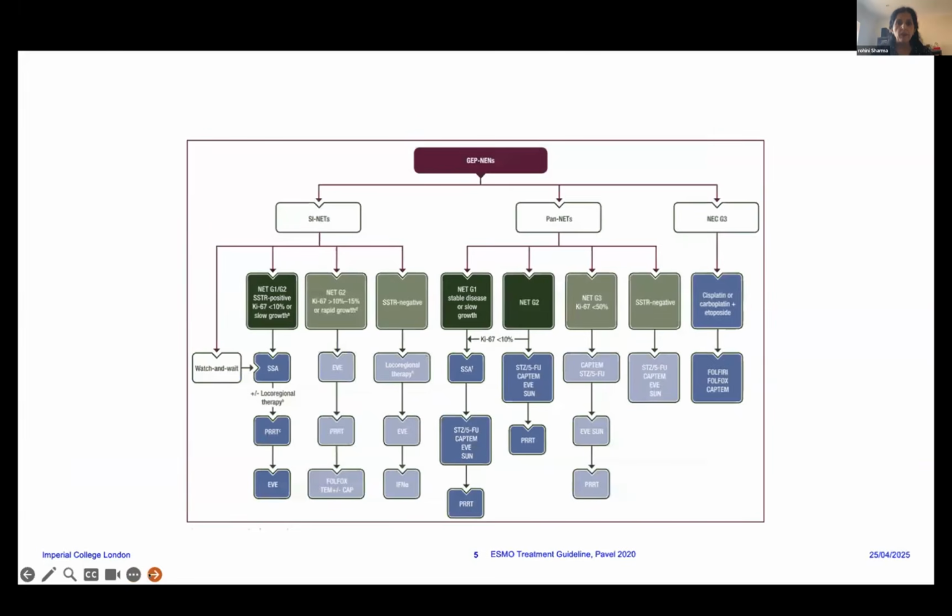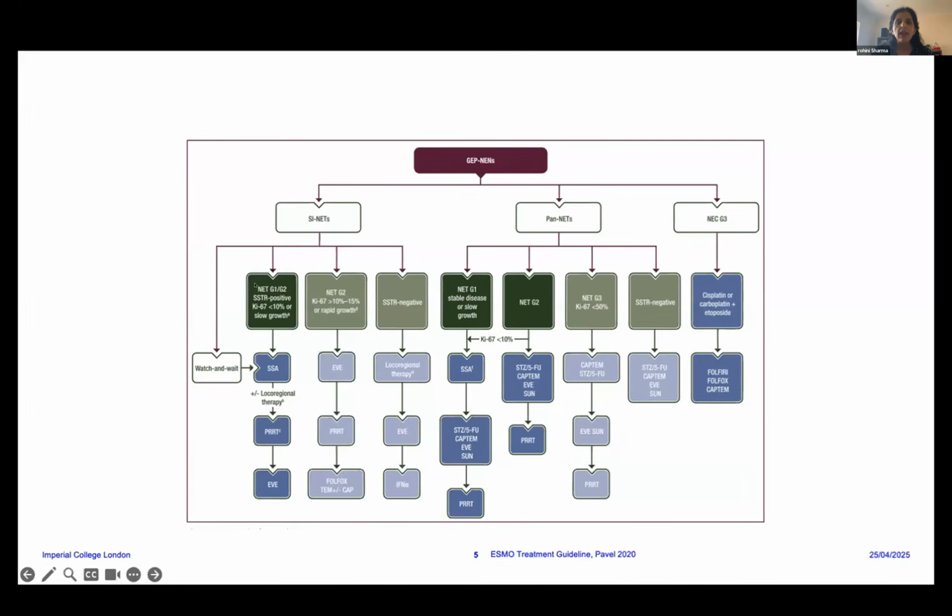So these are the ESMO treatment guidelines. What you can see here is they've got small bowel NETs on this side, the pancreatic neuroendocrine tumors in the middle, and then the high-grade NETs at the end. We're not going to talk about high-grade NETs today, so in the slides moving forward, I've deleted that section. So we're going to focus on small bowel and the pancreatic neuroendocrine tumors.